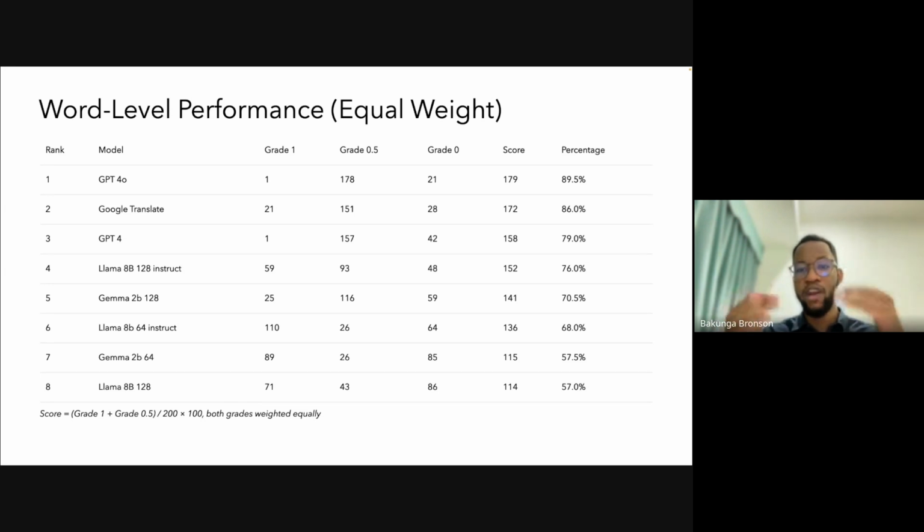And then right below that, we have one of our models, the Llama 8B128 Instruct, coming in at 76%. This is an interesting gap because it's only 3% away from GPT-4, which is quite good. Especially if you consider that a 2 billion parameter model comes in at 5th place, achieving 70%, only 6% away from the fourth entry. So this is it in terms of the word level, which shows you a different picture from the sentence level. So moving on to the next slide.